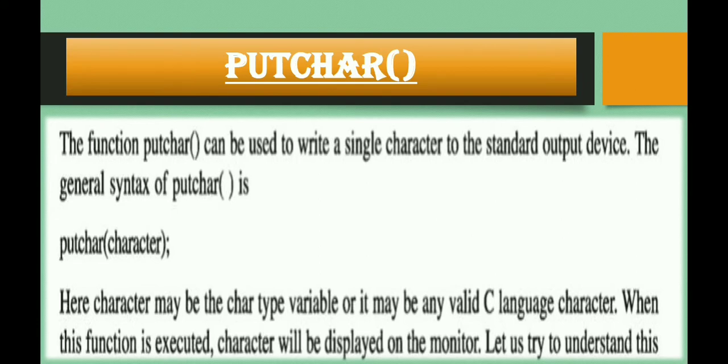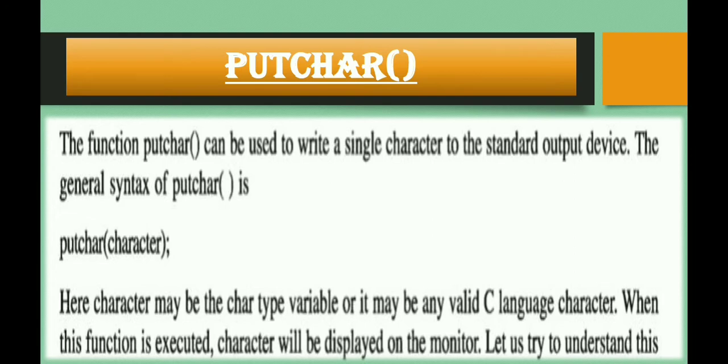First we will discuss the syntax of putchar. You have to use the function name, that is putchar, and then in the function brackets you have to provide the variable name that holds the input character given by you. The argument may be a character type variable, or any valid C language character. Either you can give the variable that holds the character input, or directly give the character that you want to print on the screen.